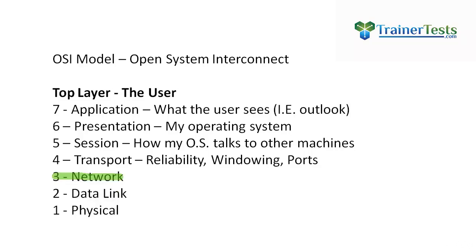The next layer we'll take a look at is the network layer. This is layer 3. And this is the layer where things like IP addresses and routers reside. So every device on a network has a unique identifier called an IP address. And we may send packets to things like a default gateway, which is commonly a router.